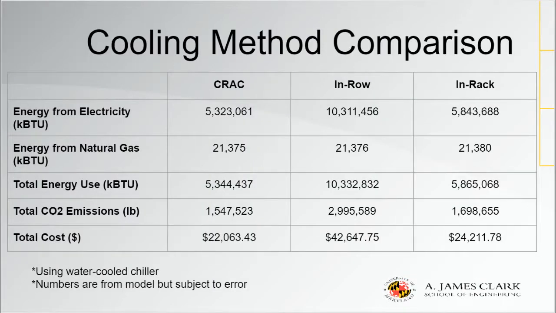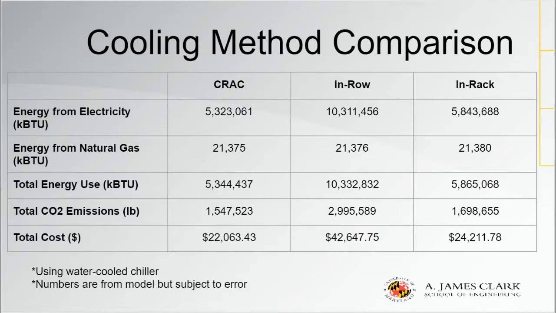To compare the different cooling methods, we ran simulations for each one and then compared the energy use, CO2 emissions, and cost from each. The results are displayed here. As you can see, the CRAC and in-rack units are better than the in-row units and actually save the building owner a lot of money.